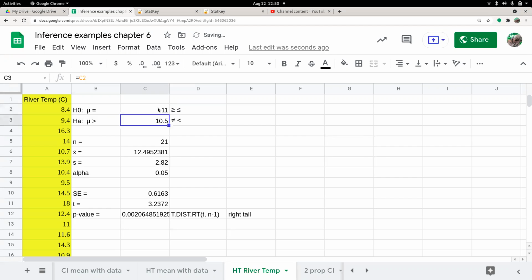So maybe somebody said it was 11. The spreadsheet says, oh, okay, let's make that 11 too. All right.